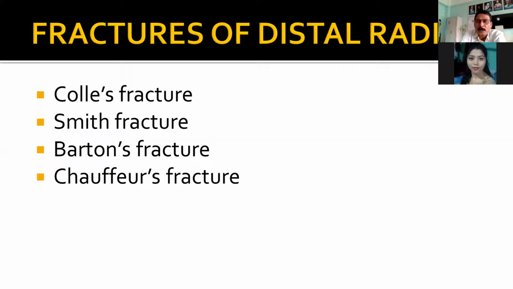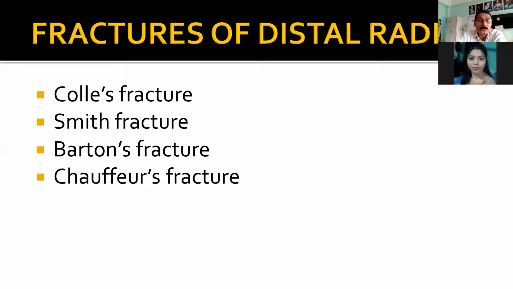Now, when there is a fall on an outstretched hand, what are the common fractures that may take place? The commonest fracture in this area is the Colles fracture. The name Colles comes from a surgeon known as Abraham Colles. Abraham Colles described these fractures long back, in the 18th century, though at that time there was no X-ray available. Without X-ray also, he described these fractures, the various types of displacements, and also the outcomes, long before the invention of X-ray.